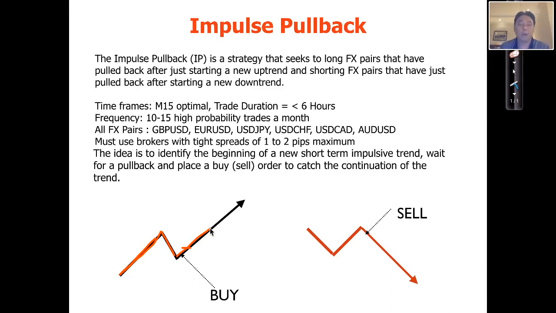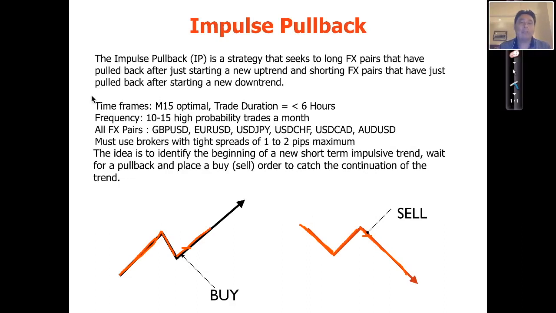Similarly, if we want to go short, we're looking for a signal of a new short-term downtrend over here. That's a new short-term downtrend, and again, we wait for a minor pullback or retracement from the candlestick patterns, and we place our sell order over there to catch the continuation of the trend, the new impulsive wave going down. Again, we're going to go into the specifics in a while.